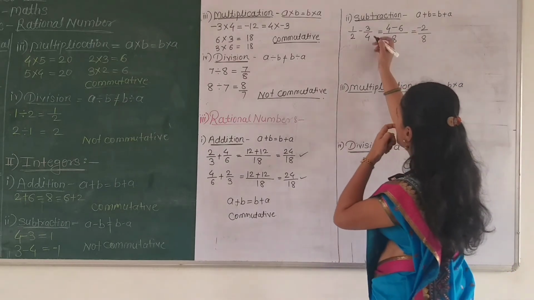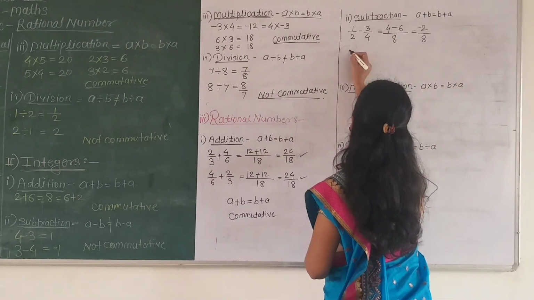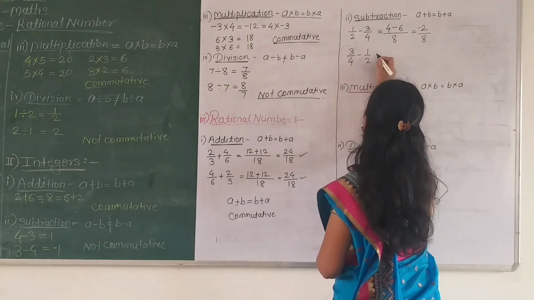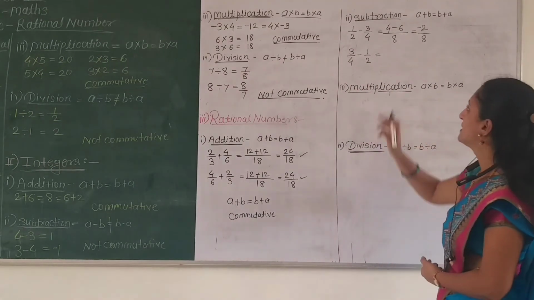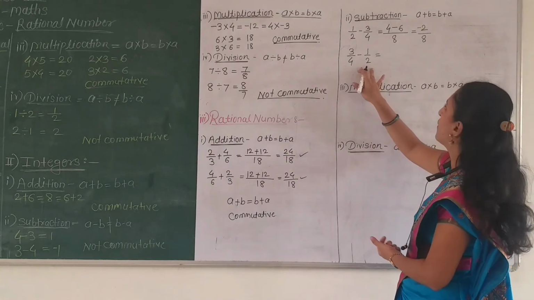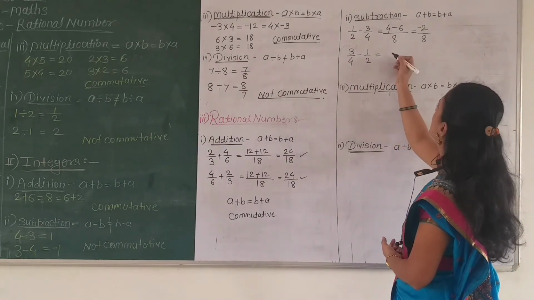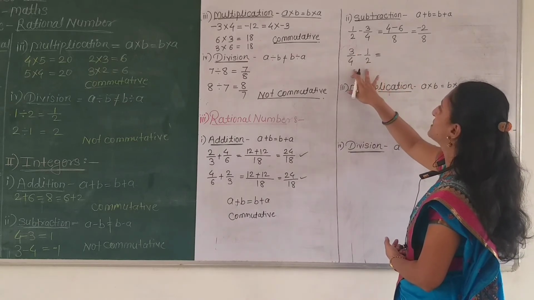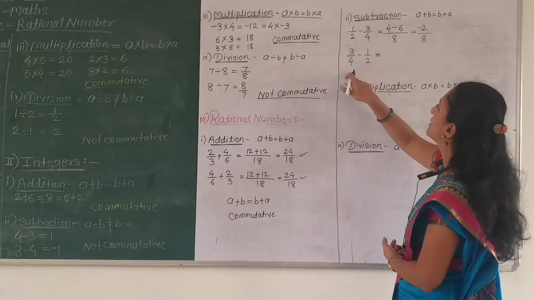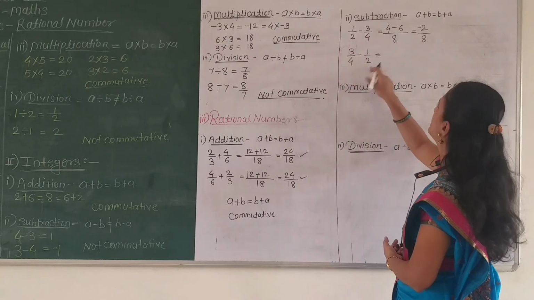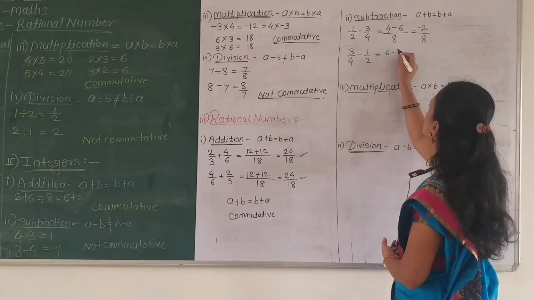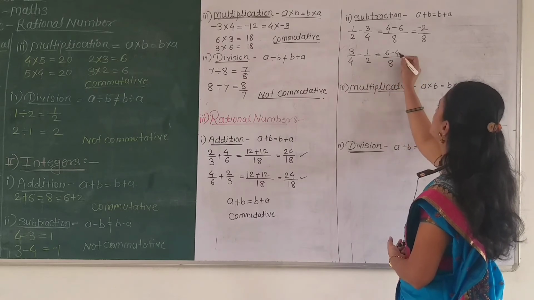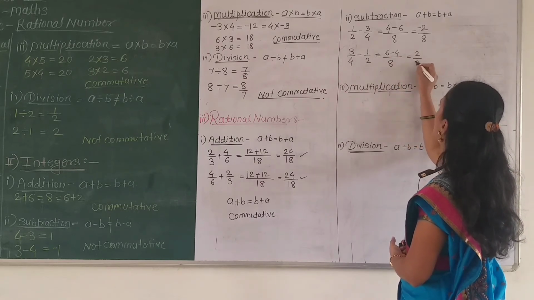Now I change the places here: 3 upon 4 minus 1 upon 2. Here I change the order of the numbers. Let us check what will happen here. For subtraction, we take cross multiplication, that is 3 into 2 is 6 minus 1 into 4 is 4, divided by 8. Now 6 minus 4, that is 2 upon 8.